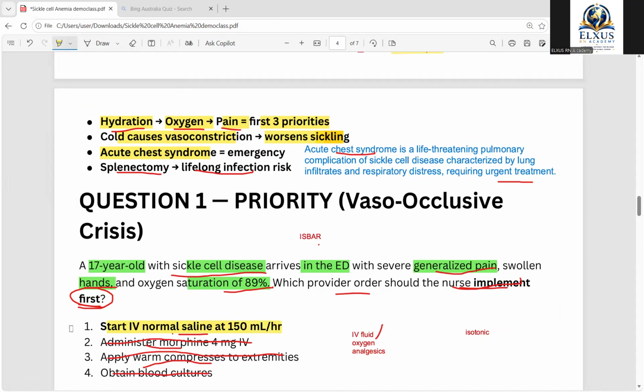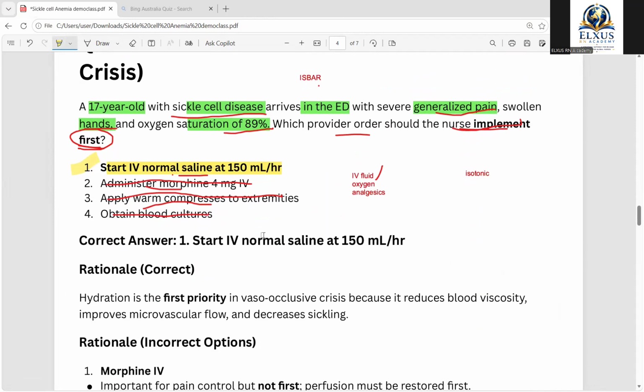Okay, so you got clarity on how a scenario is analyzed. So yes, the correct answer is start IV fluid. Why? Because hydration is the first priority. The main reason for this generalized pain, the hypoxia and the swollen hands is the vaso-occlusive crisis because of the sickle cell anemia. So what we can do, we can reduce the viscosity of the blood. When the viscosity is improved, thinned or loosened, what happens? Automatically the blood flow will be re-established, saturation will improve, the swelling will vanish.